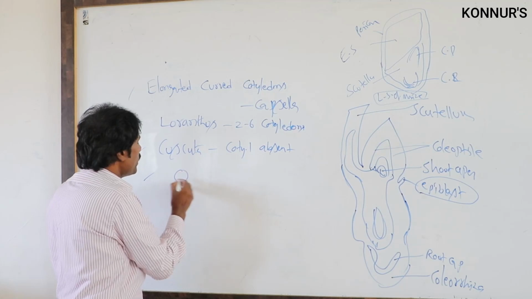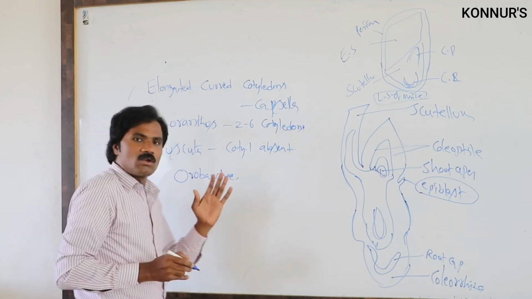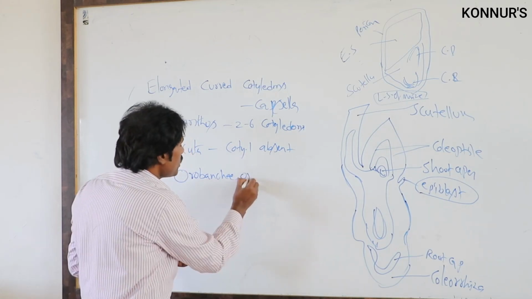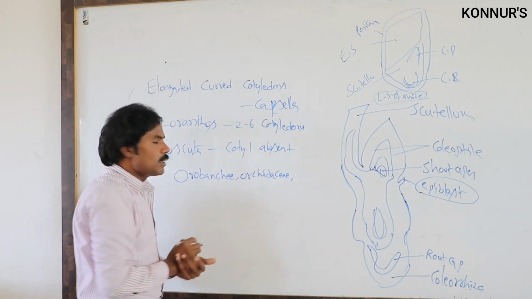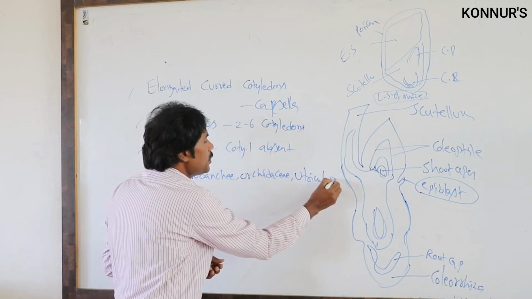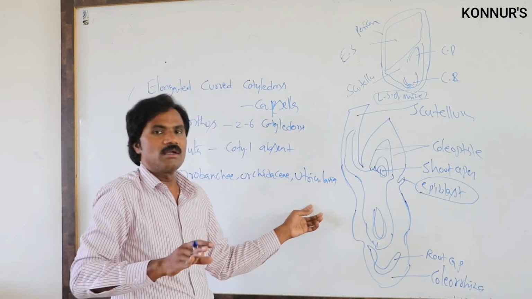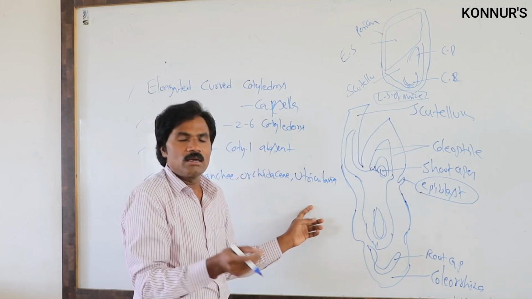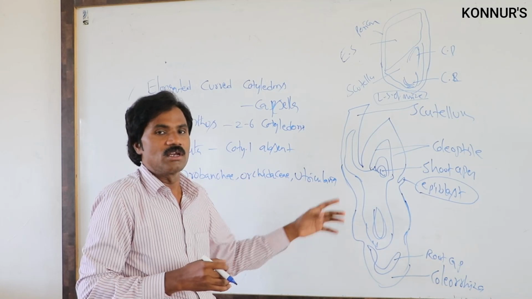Orobanche is one type of weed plant. Then Orchidaceae, then Trichileria. In these three types, the plumule, cotyledon, and radicle may not be formed very clearly.